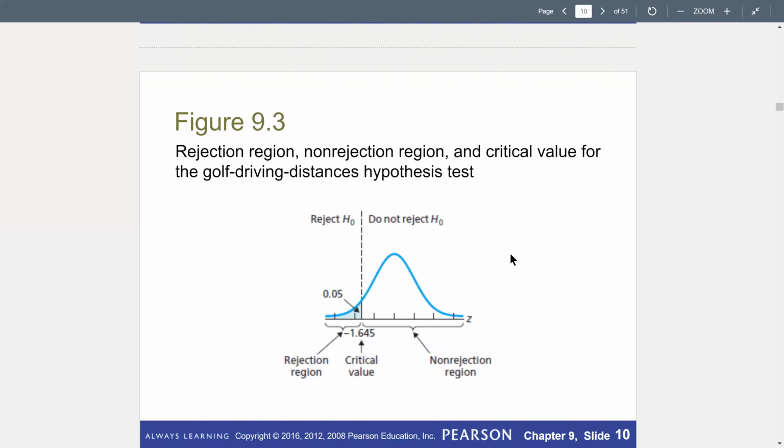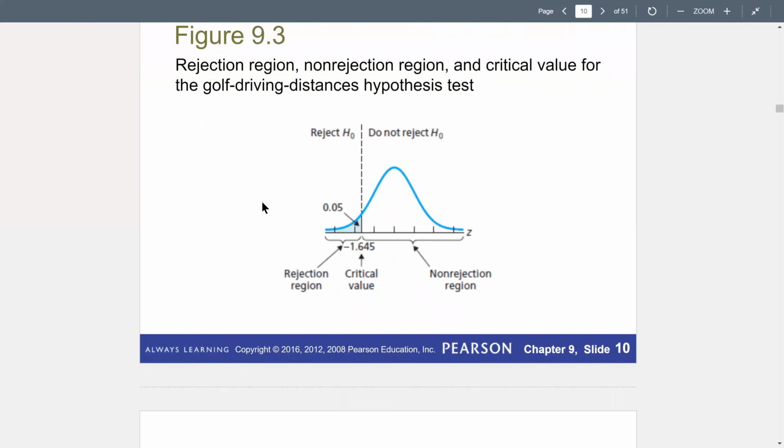Okay, so here we also see the golf driving distances hypothesis test. This region is a rejection region. On the right-hand side is a non-rejection region, and this value is the critical value. So we can see the rejection region, non-rejection region, and critical values.